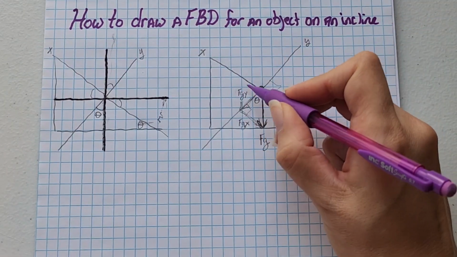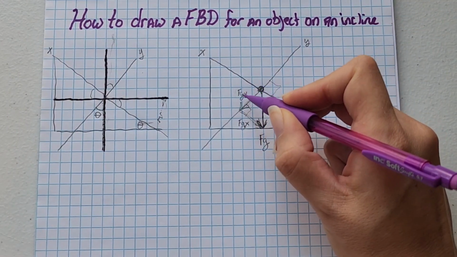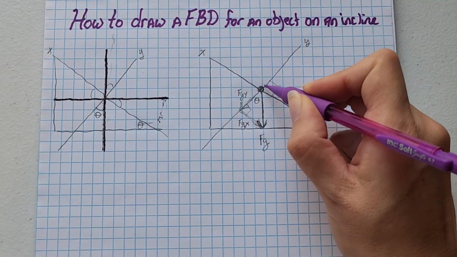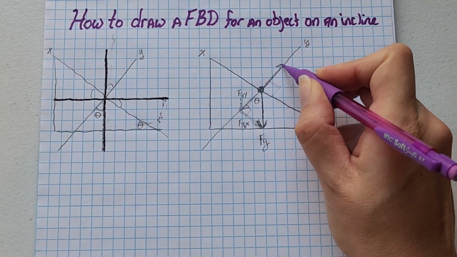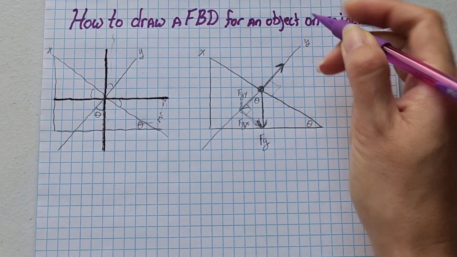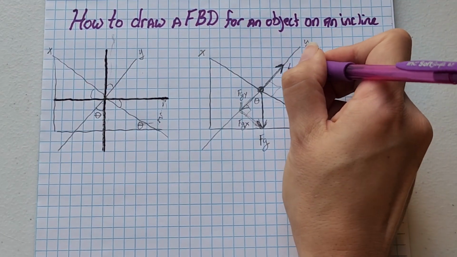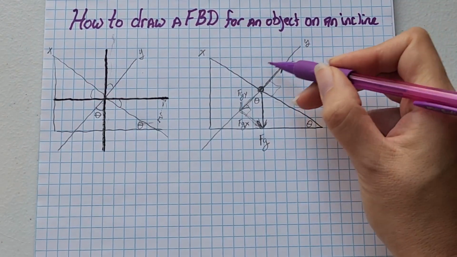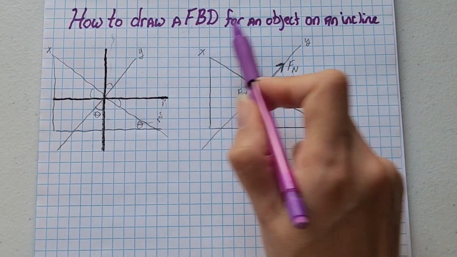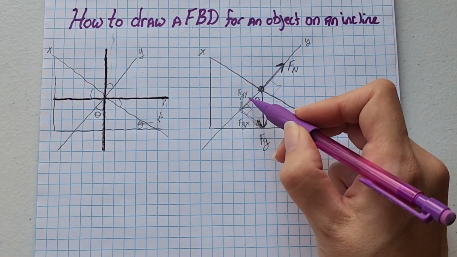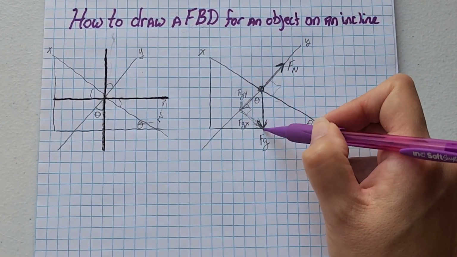So the force of gravity in the y direction, this component that's perpendicular to the surface, is equal to and opposite to the normal force that is applied by the surface. And the normal force is always applied perpendicular to the surface. So this is Fn, our second force vector for our free body diagram. It's equal and opposite to the perpendicular component of the weight.